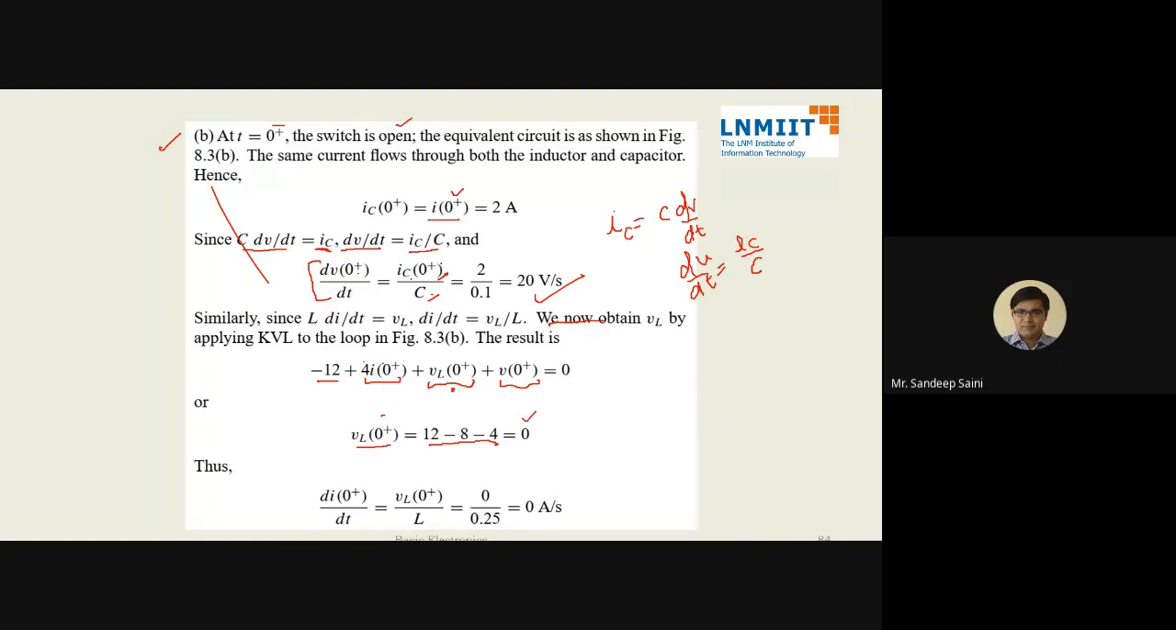Now, what is the voltage across inductor? L di by dt. That means di by dt is V by L. This is valid for 0 plus also. So di by dt at 0 plus is voltage across inductor by L, and voltage across inductor was 0. So the rate of change was 0.